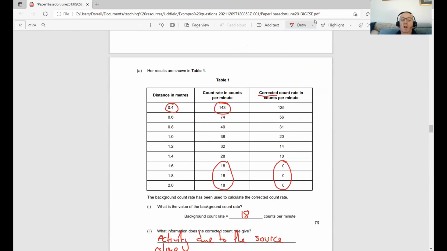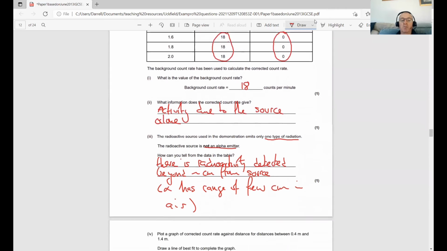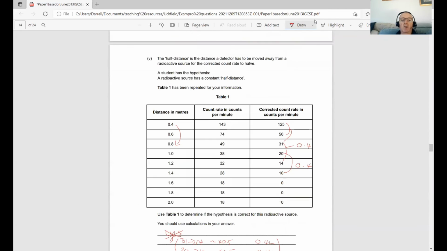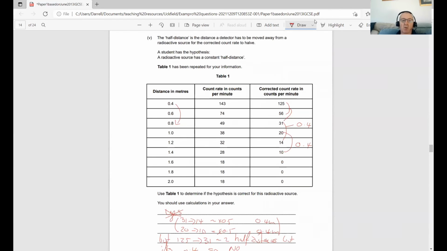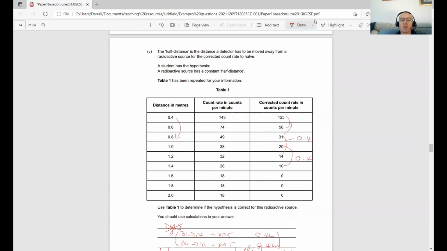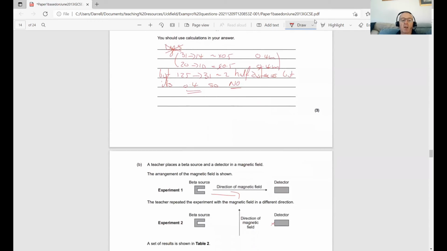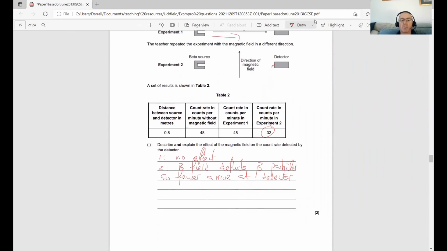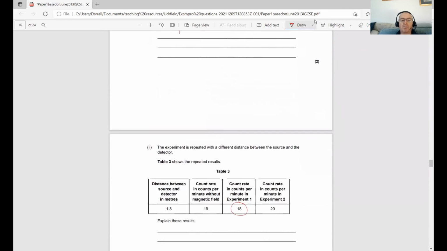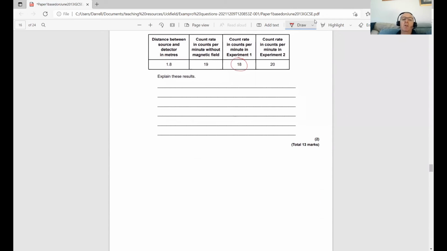So you have this teacher conducting an experiment. You have the teacher conducting, or a student conducting with the teacher, another experiment on the half distance. This is the same data, remember. And then we have a teacher placing a beta source and a detector in a magnetic field. So the results are approximately equal to the background count.